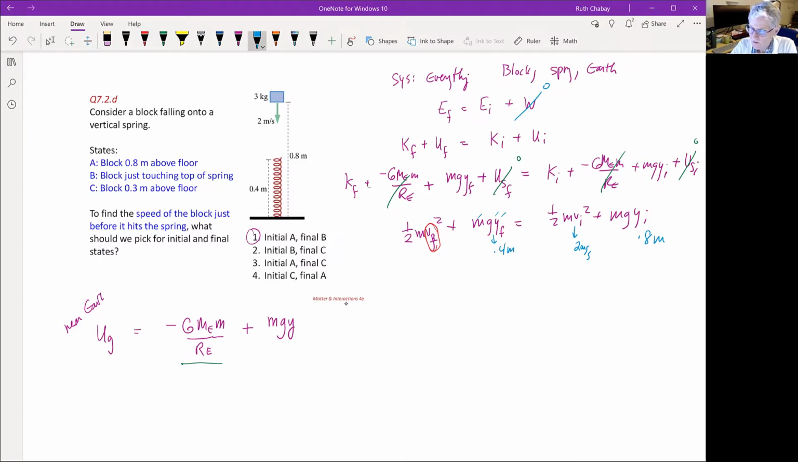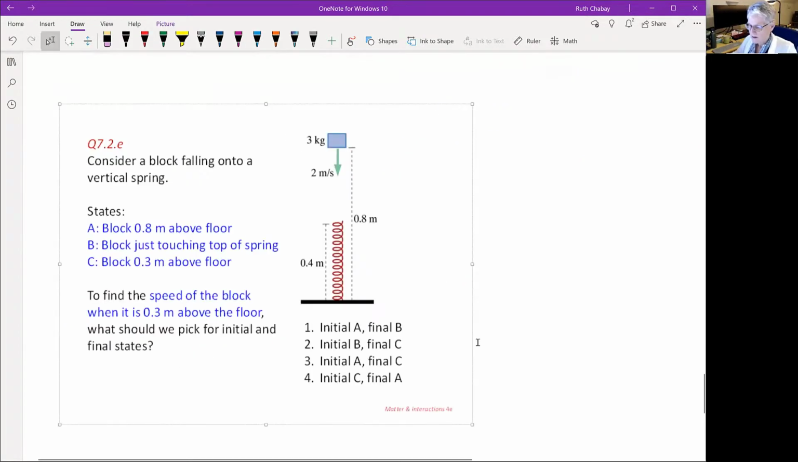So we can solve for v final, and we get 3.44 meters per second, right? So here's exactly the same situation, except we want to find out something different. We want to find the speed of the block when it's now 0.3 meters above the floor, which means the spring is now actually compressed. So now the question is, what do we want to choose as the initial and final states for this situation?